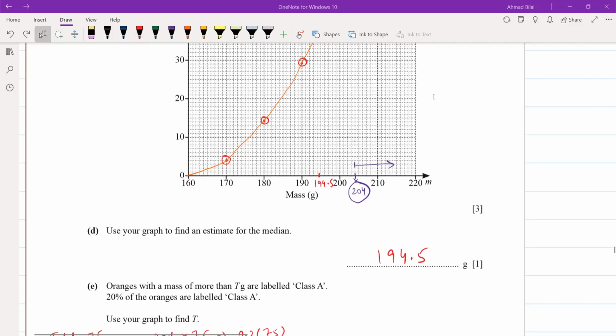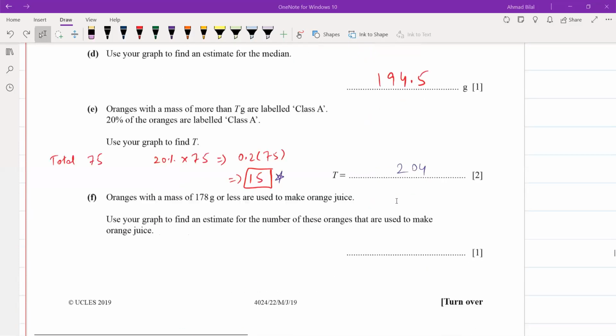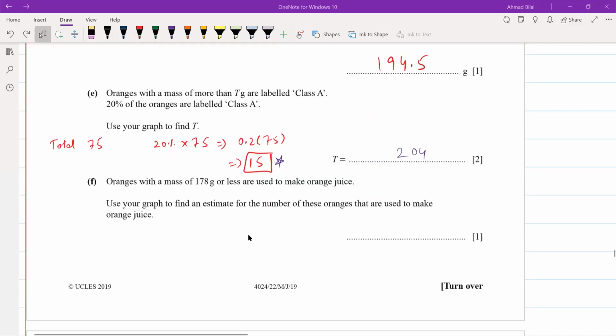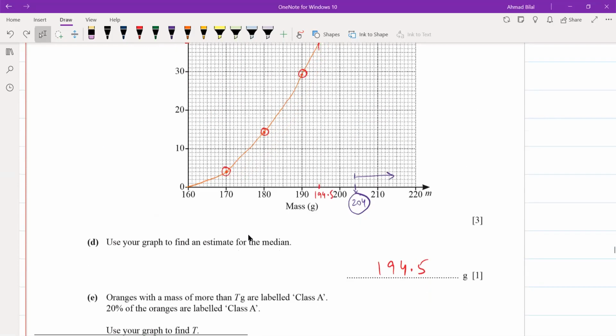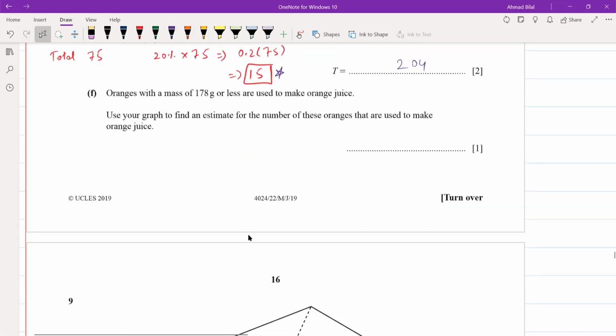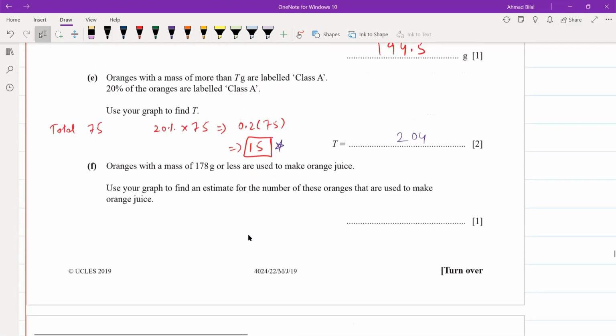Okay, good. Now let's move to the next part. Oranges with a mass of 178 grams or less. Now see, it is about less. They are used to make orange juice. With a mass of 178 grams or less. So you go and look on the graph at 178 grams. That's here. We are talking about the left side of this. Okay? Use a graph to find an estimate for the number of these oranges that are used to make orange juice. That's pretty straightforward.